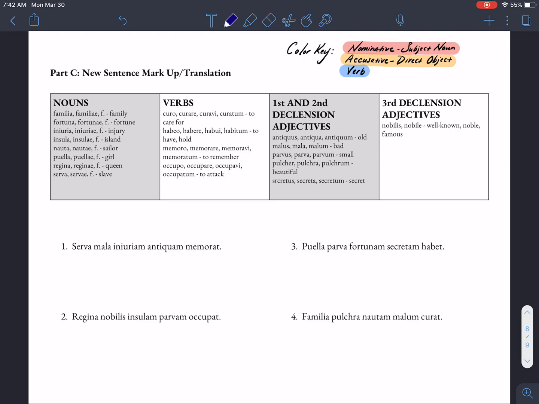Number 1, please repeat after me. Serva mala, injuriam antiquam, memorat. So first things first, we've got to find our verb, and that's memorat. Memoro, memorare, to remember. So that's your verb. Now here's the question: is it singular or plural? Well, it's singular. So we need a singular nominative here.